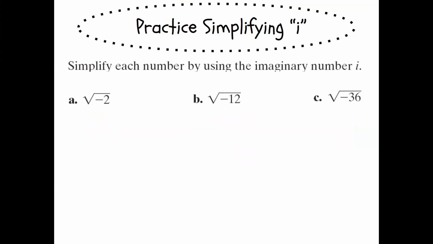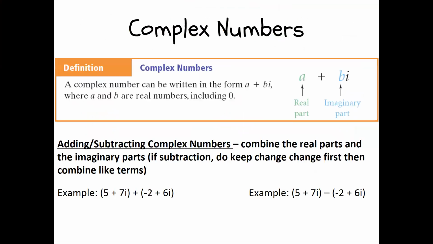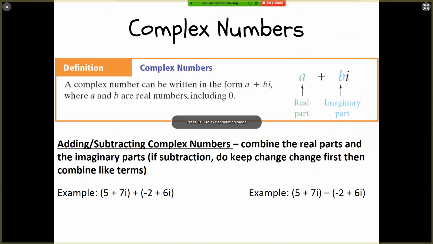That's going to lead us to the next thing we're going to do. We are going to look at complex numbers. It's just a fancy way of saying we have a real part and we have an imaginary part. So complex numbers can be written in the form a plus bi. Sometimes you'll see this written on a test: write your answer in the form a plus bi. That just means write the real number first and then the part that has an i with it second.